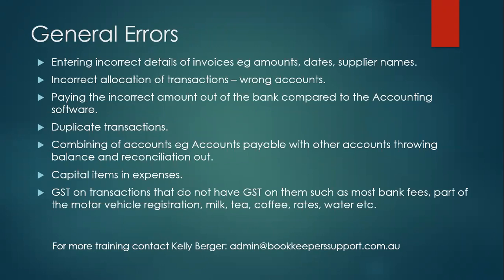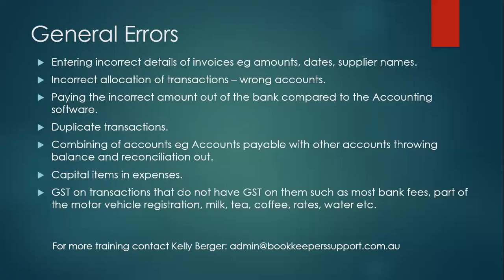Incorrect allocations of transactions. They've been put to the wrong accounts. For example, an expense was put to an asset account or vice versa. So you need to be aware of where they're supposed to be allocated and make sure that you're accounting for them in the correct place, because it will affect your profit and loss and your balance sheet.